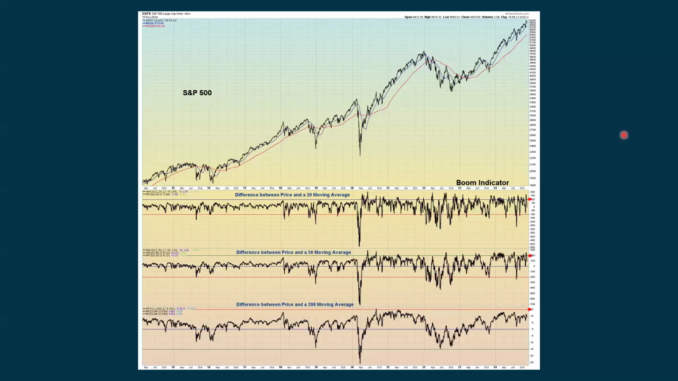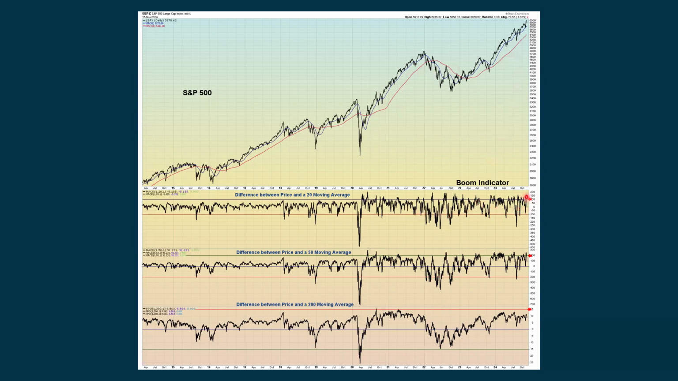And then I have a thing called the boom indicator, which measures how far away we are from the 20, 50, and 200-day moving averages. Because if we get too far away, the moving average acts like a magnet and it'll pull price back to it. And that's where I get the name boom, because it's like you go too far away, boom. It's like a dog on a leash. You'll let the leash go out and they get too far away. You start pulling them back closer to you. And that's what this is attempting to measure here.